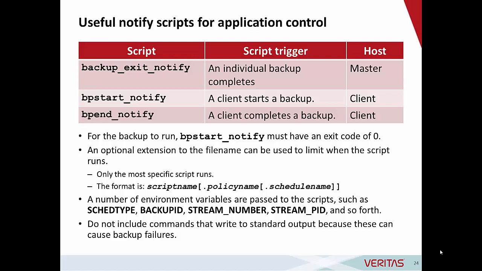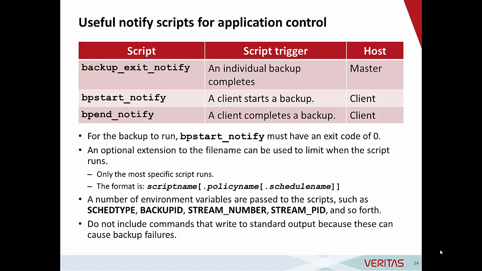So for example, backup exit notify runs on the master server every time a backup job completes. BP start notify runs on the client just before a backup. BP end notify runs just after the backup. Most of the time, BP start and BP end are what we use for application control, although you could use a script on a NetBackup server if you wanted to do it that way.